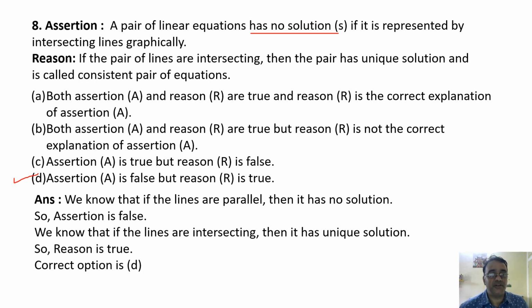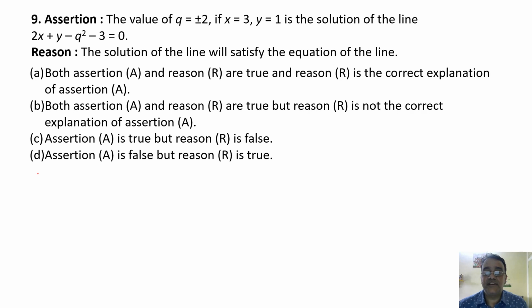Now we are moving towards question number 9. The value of q is plus minus 2 if x is equal to 3, y is equal to 1 is the solution of the line 2x plus y minus q square minus 3 is equal to 0. And the reason given is the solution of the line will satisfy the equation of the line. That is correct. Reason is correct, and this reason only we have to use for this solution. So now we have to check whether assertion is correct or not. Reason is correct and it is useful for assertion.